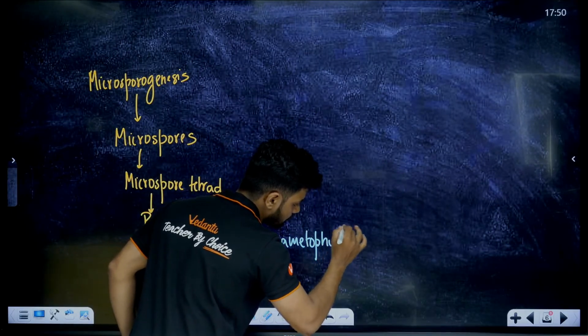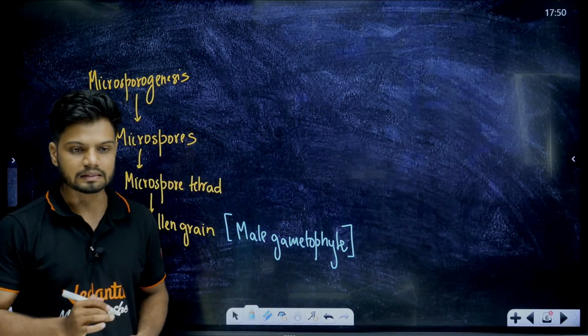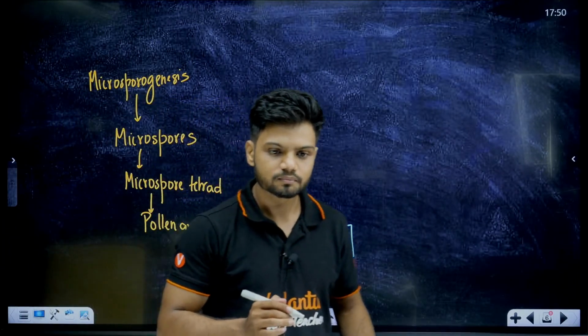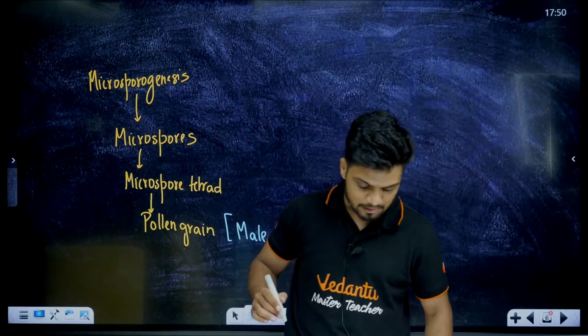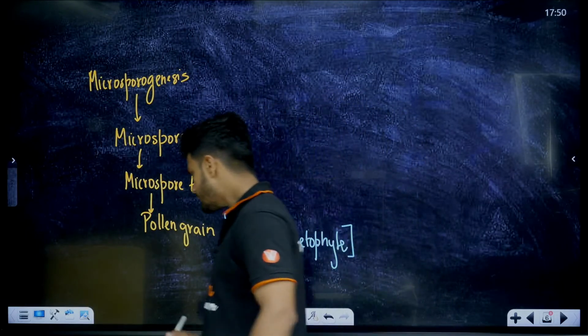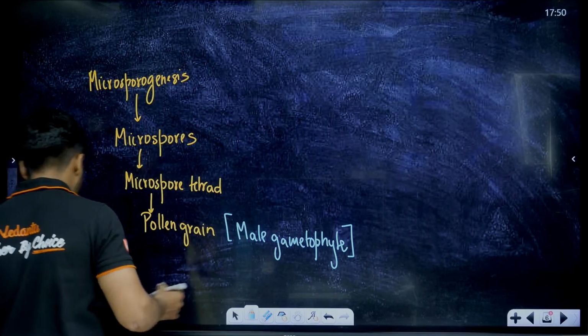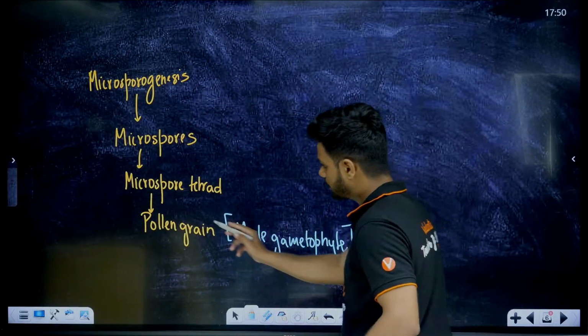Also called as male gametophyte. Clear? So all of you will remember that? It's called as male gametophyte. Now, let's understand the next terminology, that is going to be, obviously, the pollen grains.